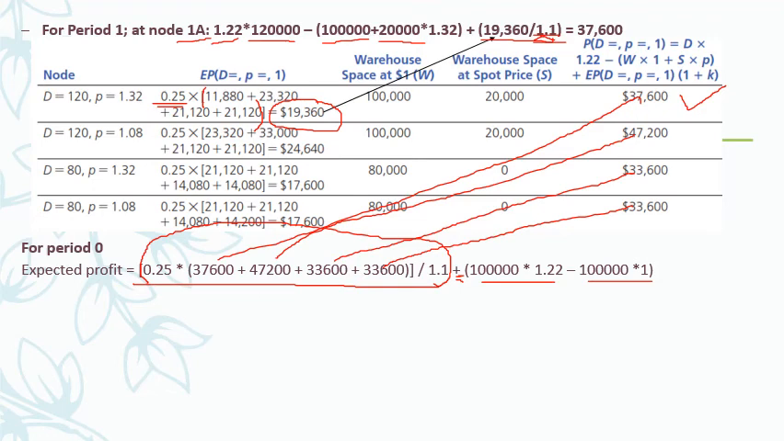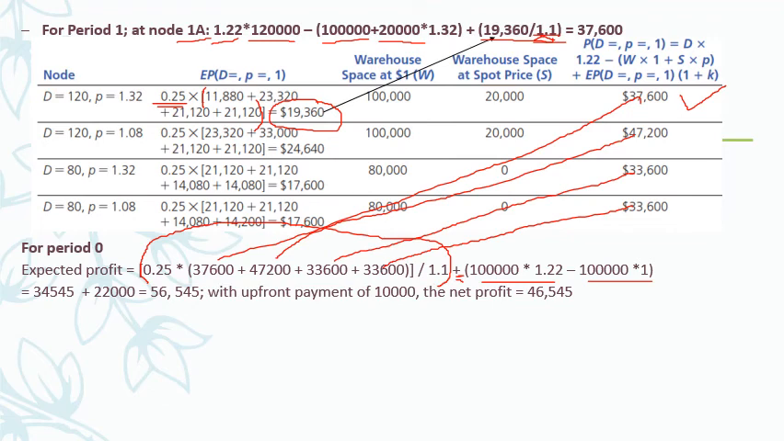That won't arise here at all. Okay. Now calculate that. 34,545 plus 22,000 and you will get 56,545. Is that 56,545 correct? No, we have to be a bit careful here. We have already made a payment of 10,000. Yes or no? If I make an advance payment of 10,000, then only option 3 is applicable.